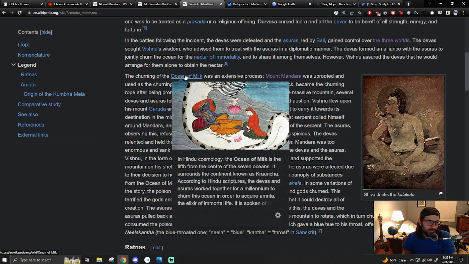Churning of the Ocean of Milk is the fifth from the center of the seven oceans. It surrounds the continent known as Krauncha. According to Hindu scriptures, the devas and asuras worked together for a millennium to churn this ocean in order to acquire Amrita, the elixir of immortal life.